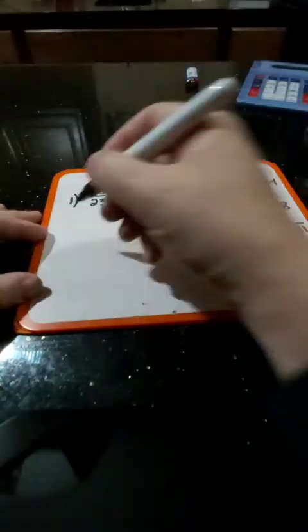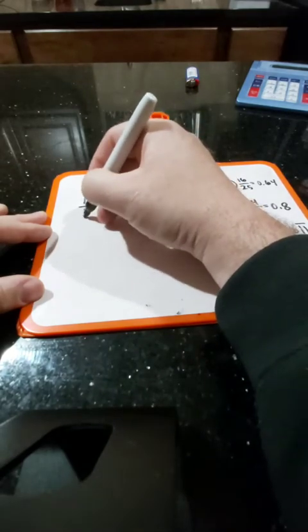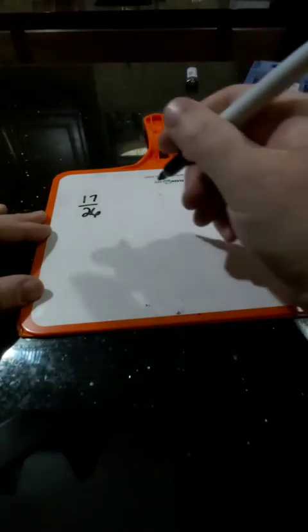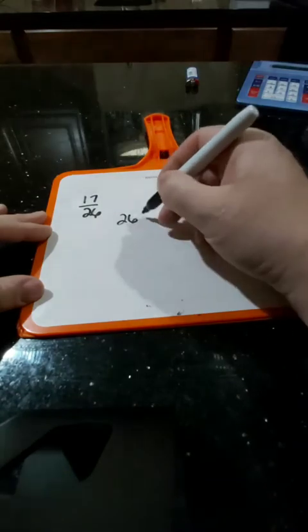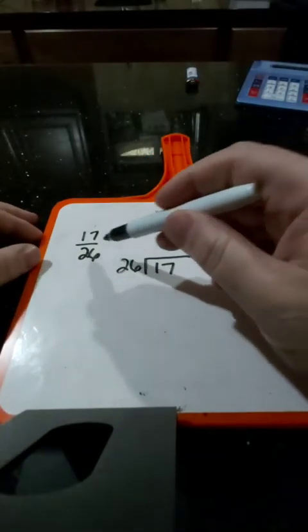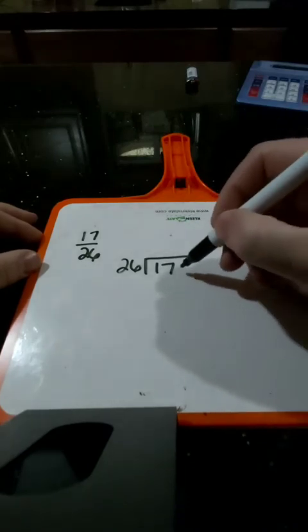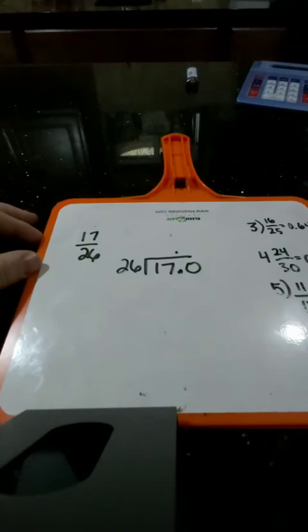All right, and the next one is 17. I'm actually going to just, so that we have room, we're going to do 17 divided by 26. All right. So what's the first thing we do? Our first step is we do 26 divided by 17. We divide the denominator into the numerator, right? Now, we can't put 26 into 17, so we're going to add our decimal and bring it up. And now we're going to figure out how many times 26 can go into 170.